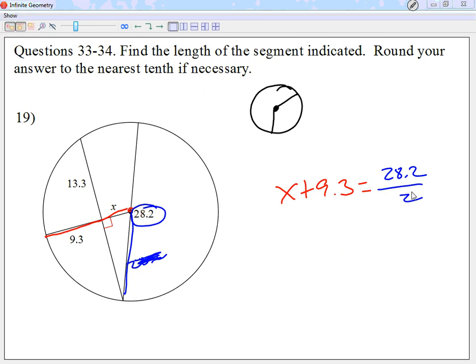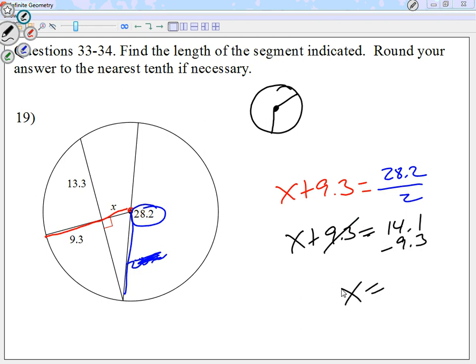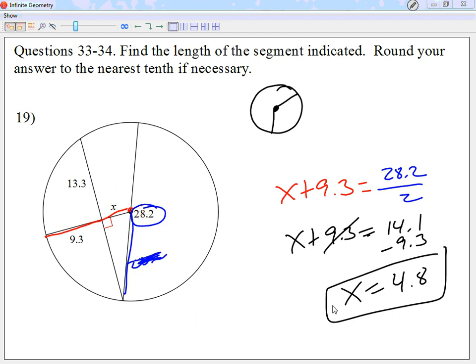That fraction is numerical, so we can simplify it. So I'm just going to write that x plus 9.3 is equal to 14.1. Right? I simplify the fraction. Let me move the 9.3 over. 14.1 minus 9.3, that gives me 4.8. But one radius equals another radius. Any questions on these?